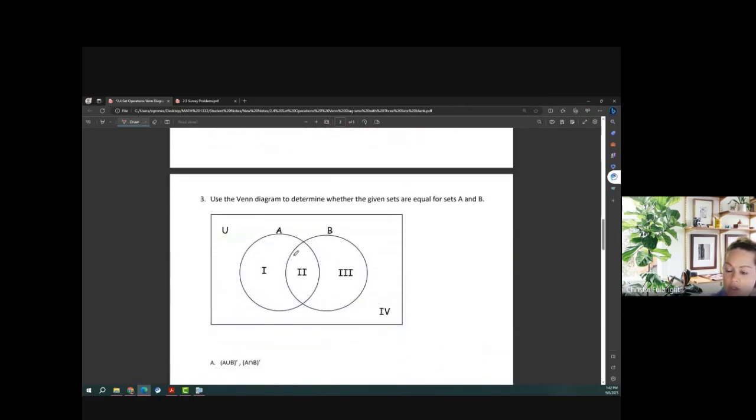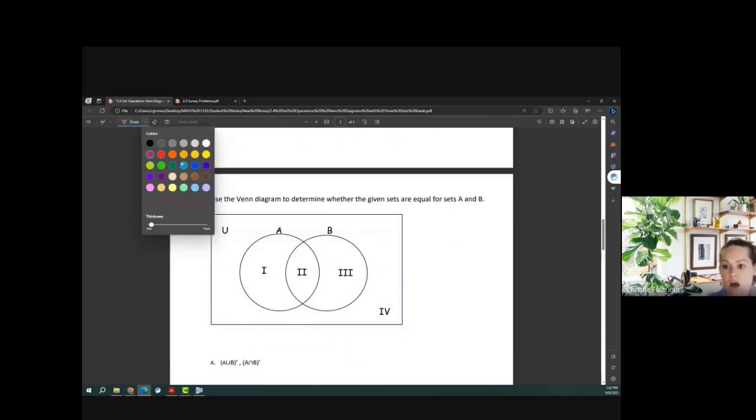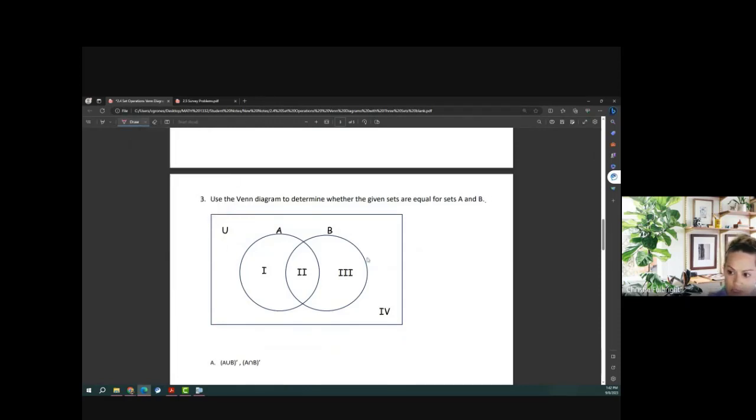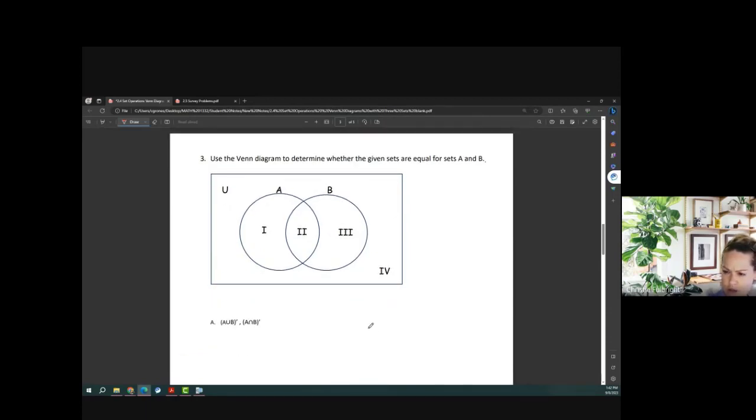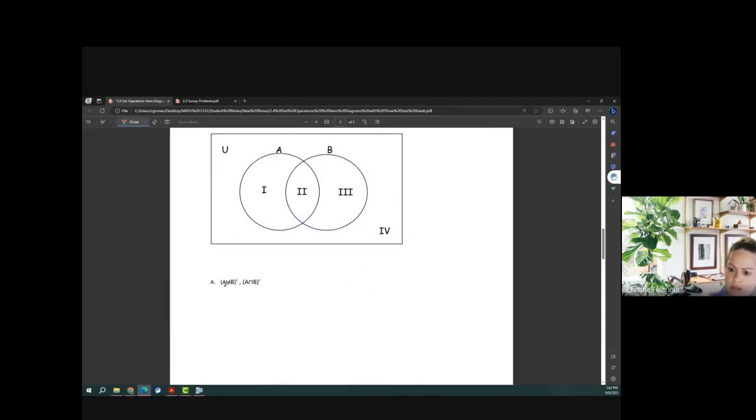Number 3, use the Venn diagram to determine whether the given sets are equal for sets A and B. So in this particular problem, they are using these as the elements. So the Roman numerals are the actual elements in each piece. So they're giving us 2 different sets that they want us to perform these operations on, and we want to see if it's the same set.